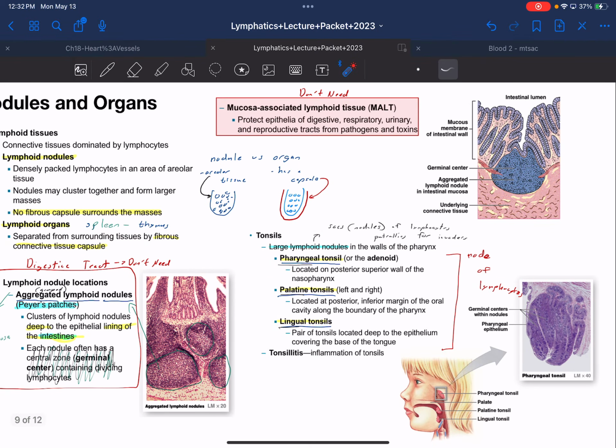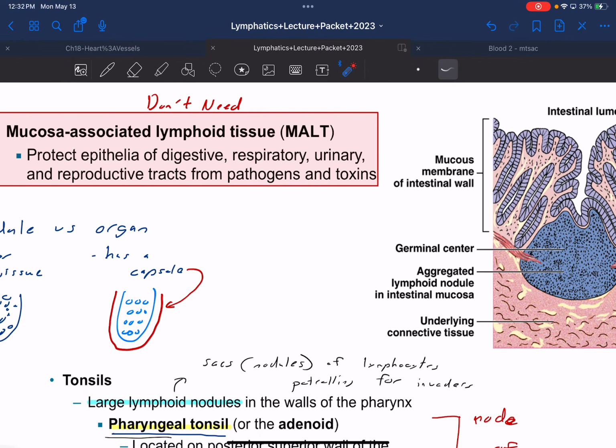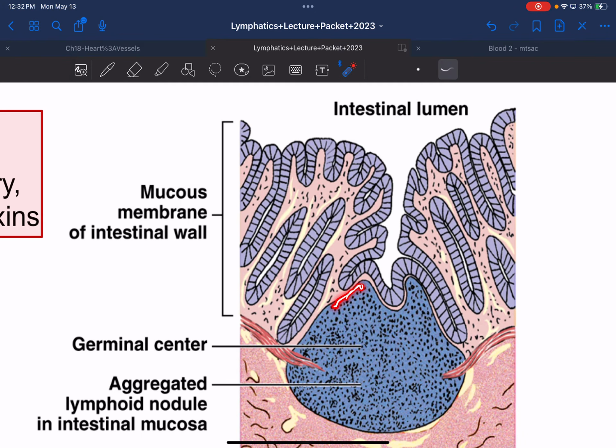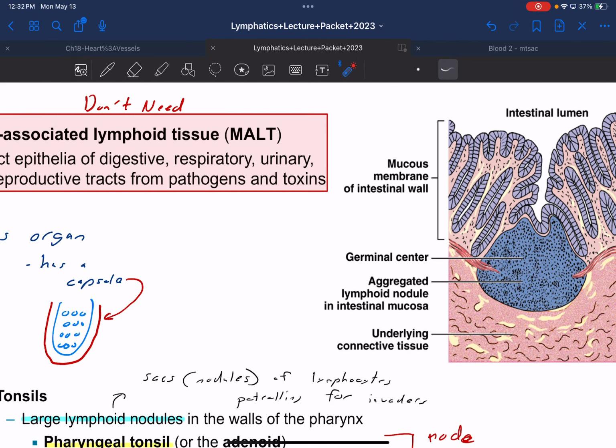Next. This one is also in the digestive tract and is essentially almost exactly the same thing. A little cluster of lymphocytes on the defense. But again, you don't need it until we get to digestive tract, then we add it.